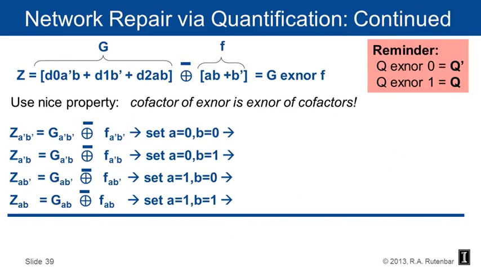Z is equal to the G exclusive NORed with the F. And I've just got a little reminder over here, if you don't play with exclusive NORs too often. If you exclusive NOR something with a 0, you complement it. And if you exclusive NOR something with a 1, you return it unchanged. Let's use the nice property that we showed a couple of lectures ago. The cofactor of an XNOR is the XNOR of the cofactors.